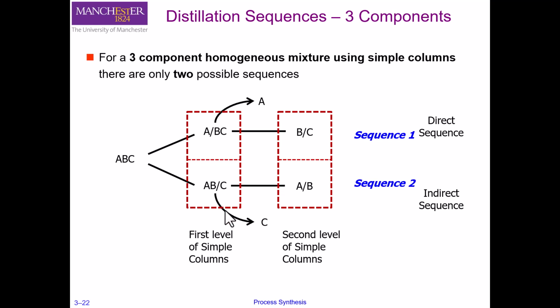Then we have the other case, which we call indirect sequences, where we decide to take out the heavy key component as the bottom product first, and then we look at the light key components. Here, for example, we have taken out the component C in the first column, and then we have two components in the feed, so A will go to the distillate, while B will go to the bottom product. Where we focus on the heavy component first, they are known as indirect sequences.